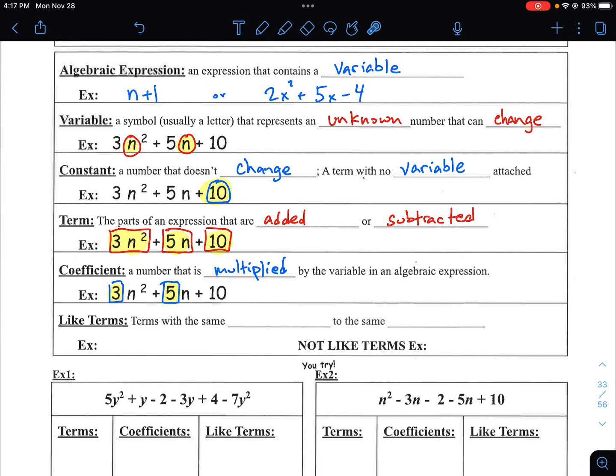And finally, this is actually the most important vocab term for today's lesson, like terms. Like terms are terms with the same variable to the same power. So, let's come up with a couple examples. 5n plus 2n. This is an n, this is an n. They're both like terms because this is an n and this is an n. What I can do later is I can combine those two.